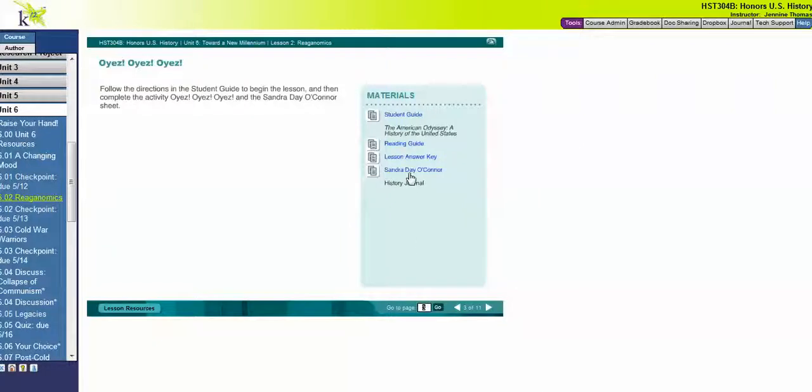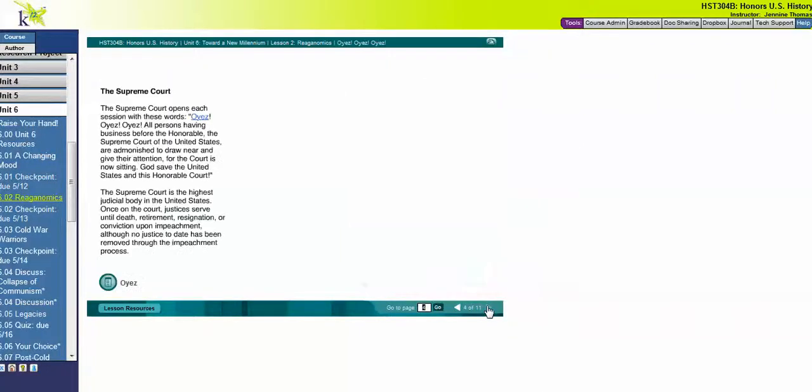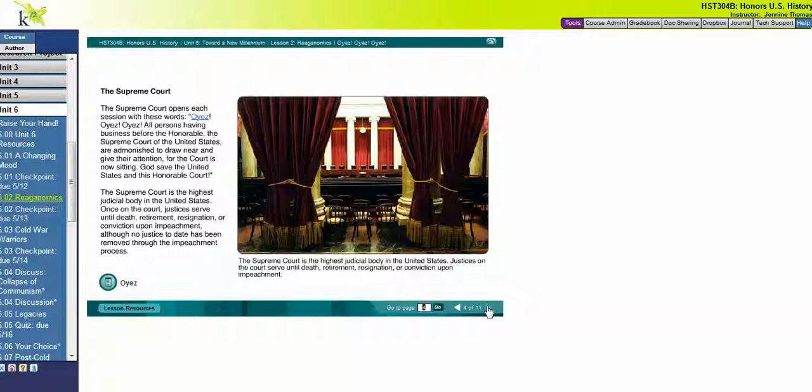All right, here you can find the Sandra Day O'Connor sheet, and the student guide that walks you through what you need to do. Your lesson, this is the teacher version, your lesson will not have the answer key. A lot of the additional slides in the lesson, as far as in the online lesson, will have to do with the Supreme Court. They're going to explain to you how some of the day-to-day operations go about in the Supreme Court, including some of the terms that they use to announce that the court is in session.